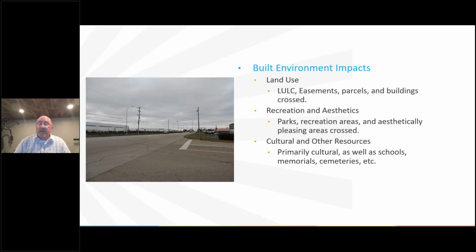Memorials was one that we got nailed on a project quite a while ago that we didn't see, where somebody was killed during an accident and it was a designated memorial. So you need to really make sure to go down the street view and check out what you have there. So cemeteries and churches, fire, police, airports, environmental action sites.